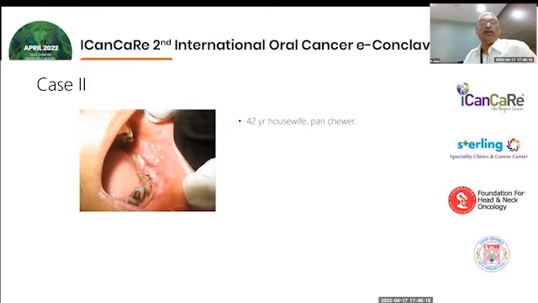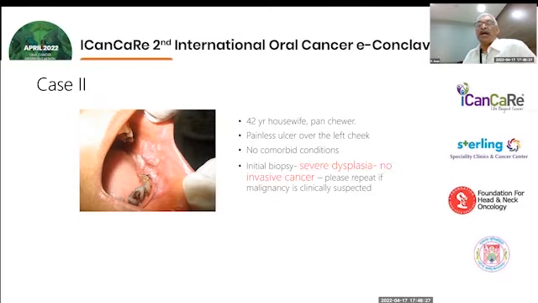I would also like to point out that if you look at it, they are multifocal. There are many small little excrescences that you see on the mucosa. It was painless, no comorbid conditions, and her initial biopsy revealed severe dysplasia, no invasive cancer.